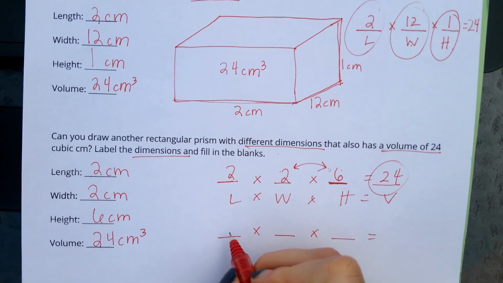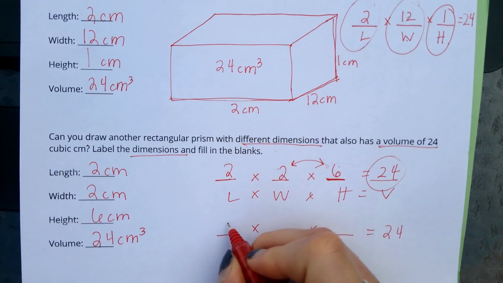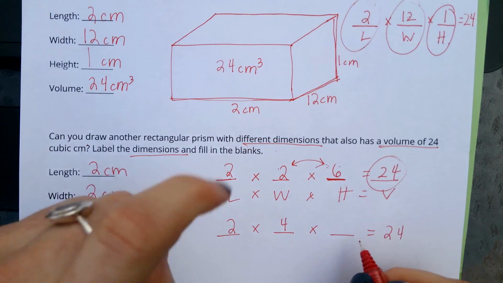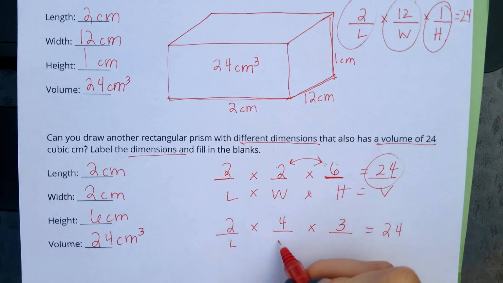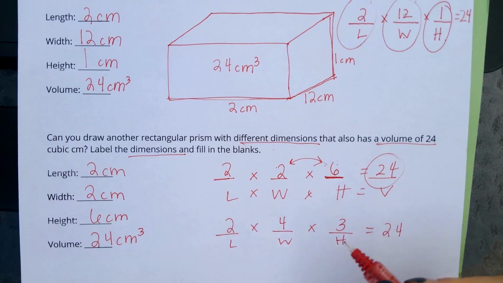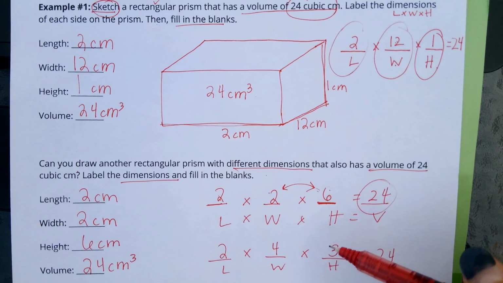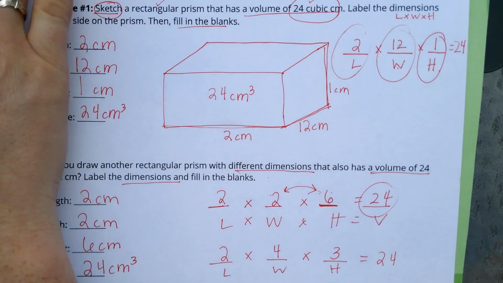I could also try, okay, well, I know if I skip count by 8, I'll get to 24. So I could say, 2 times 4, that would give me 8. Let's skip count by 8. 8, 16, 24. Okay, so 3. So my length, my width, and my height, that would be another option. You can change the order of these. There's a lot of options for your dimensions, your length, your width, and your height when you're finding your volume of rectangular prisms.